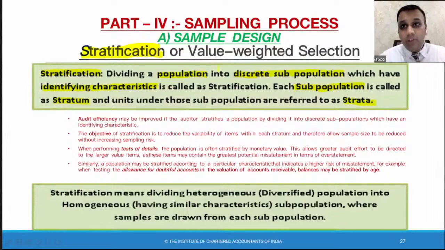Say we have a population of sundry debtors, accounts receivable. We divide them on the basis of age: 3 months, 6 months, 12 months. Further, the individual account balances of each stratum are known as strata. Very simple. Another way to understand stratification: stratification means dividing a heterogeneous population, having elements carrying different characteristics, into homogeneous subpopulations.